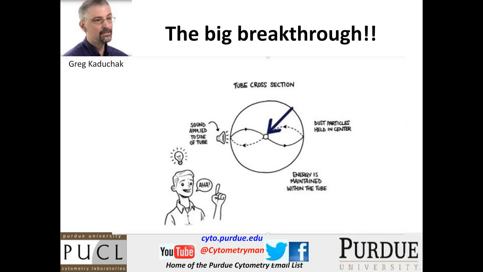And if there were dust in the tube, then that dust would end up being in the center of the tube. And that was like an aha moment for Greg, because he realized that the dust particles would be retained in the center cross-section of this tube. And what that did was gave him an idea.